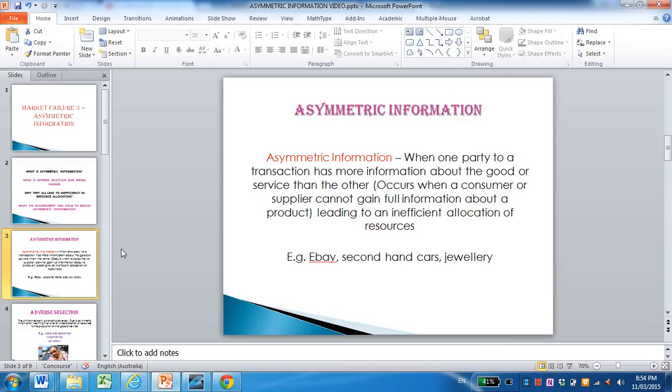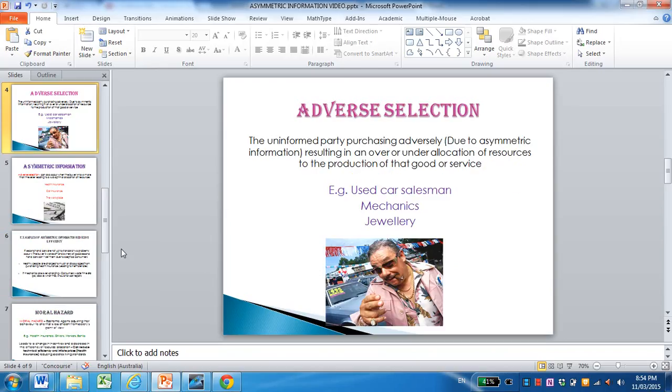Other markets where it may occur include the second-hand car market, so you may get sold a car that's not up to scratch or that has faulty parts. And the jewelry market would be another example, where they claim that the jewelry is of a higher quality than what it actually is. So what actually happens with asymmetric information is the uninformed party can often purchase adversely, and that results in them overall under-allocating resources to certain types of production.